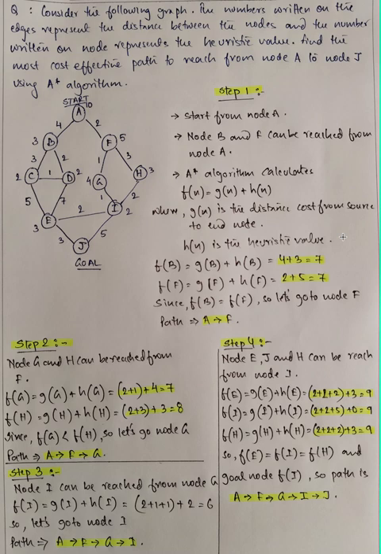Hello friend, let's see this particular question. Over here a graph is given, and along with the graph the following information is also mentioned. The number written on the edge represents the distance between the nodes. I'm talking about numbers like 4, 2, 3.